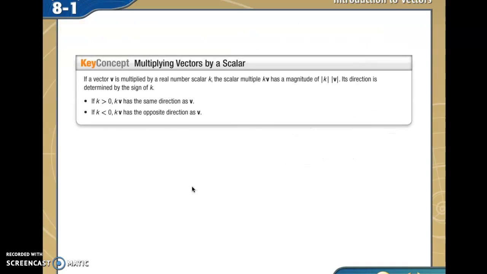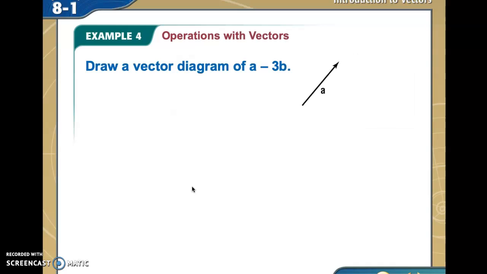0. If a vector v is multiplied by a real number scalar k, the scalar multiple kv has a magnitude of the magnitude of k times the magnitude of v. Its direction is determined by the sign of k. If k is greater than 0, kv has the same direction as v. If k is less than 0, kv has the opposite direction to v.